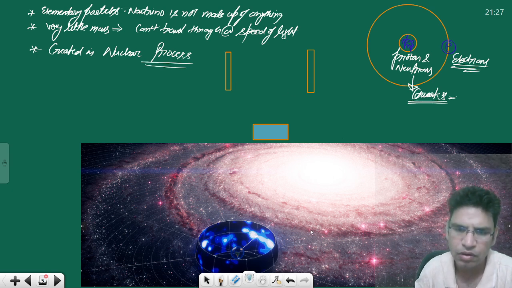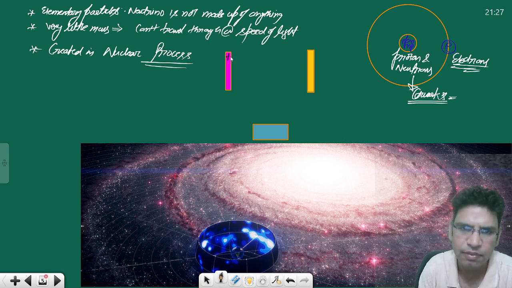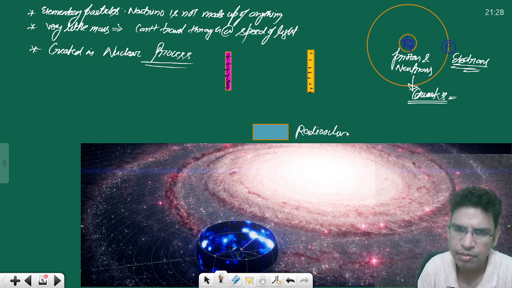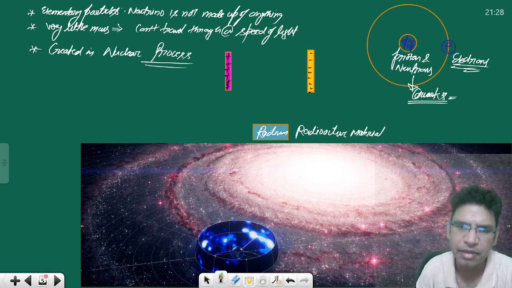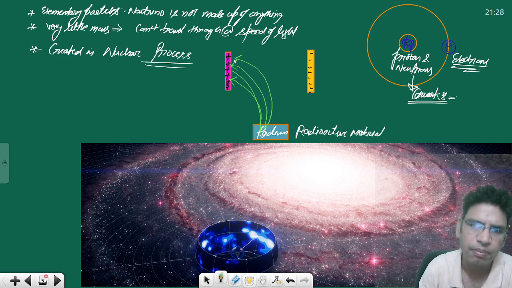Let me give some color for this plate, and say this plate is positive, right? Like charges repel, unlike charges attract. This material is radioactive material, like radium, for example, for which Madame Curie got the Nobel Prize in 1911, right? Some rays will go like that, towards the positive plate.